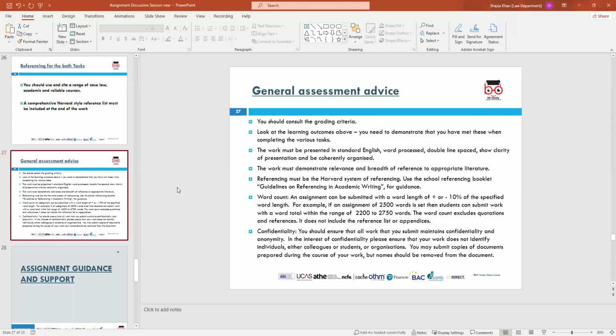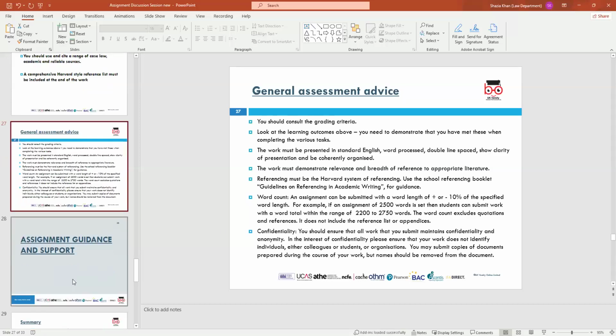Confidentiality, you should ensure all the work you submit maintains confidentiality and anonymity. In the interest of confidentiality, please ensure your work does not identify individuals, either colleagues or students or organizations. You may submit copies of documents prepared during the course of work, but names may be removed. Okay, that's due to confidentiality.